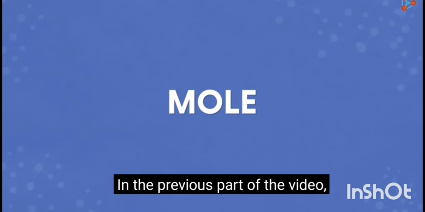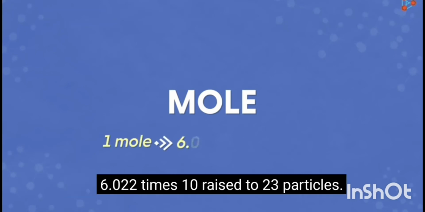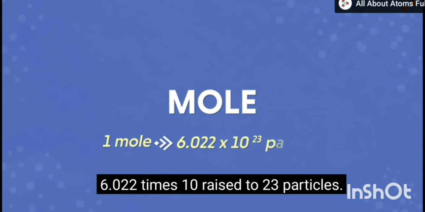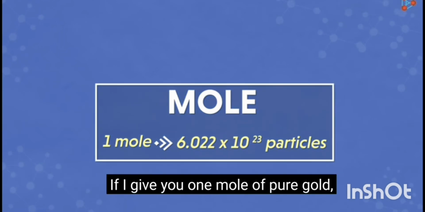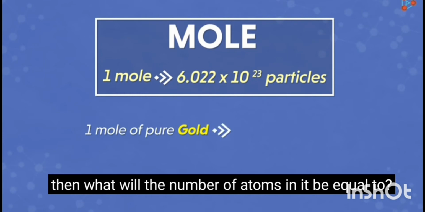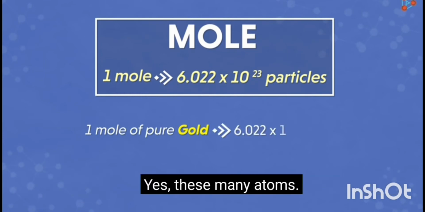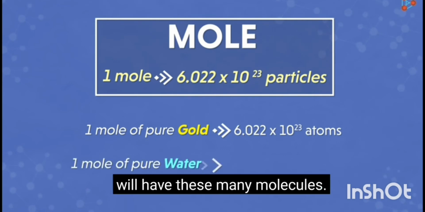In the previous part of the video, we saw that 1 mole of something is nothing but 6.022 times 10 raised to 23 particles. It could be an atom or a molecule or anything. If I give you 1 mole of pure gold, then what will be the number of atoms in it equal to? Yes, these many atoms. And 1 mole of pure water will have these many molecules.